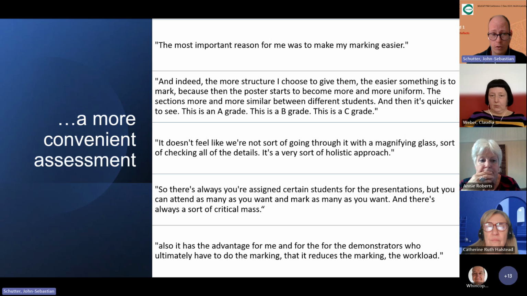The other one I mentioned earlier was posters as a more convenient type of assessment. All the lecturers that we interviewed agreed that marking posters was quicker and easier than more conventional assessments, such as, for example, essays. And as can be seen from these quotes. And I'll give you a little bit of time to read through the quotes.